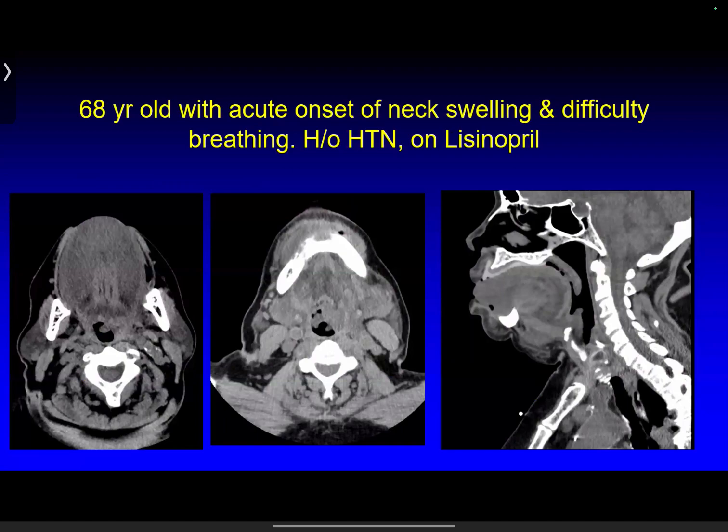The next patient in the ER is a 68-year-old with acute onset of neck swelling and difficulty breathing. On further questioning, the patient gave history of hypertension and is on lisinopril. CT neck with contrast at the level of the mandible showing diffuse enlargement and edema of the tongue, extending into the submandibular region, epiglottis, and the supraglottic soft tissues, the sagittal reformatted images showing that diffusely enlarged tongue protruding out through the oral cavity. And this is a classic angioedema related to ACE inhibitor.